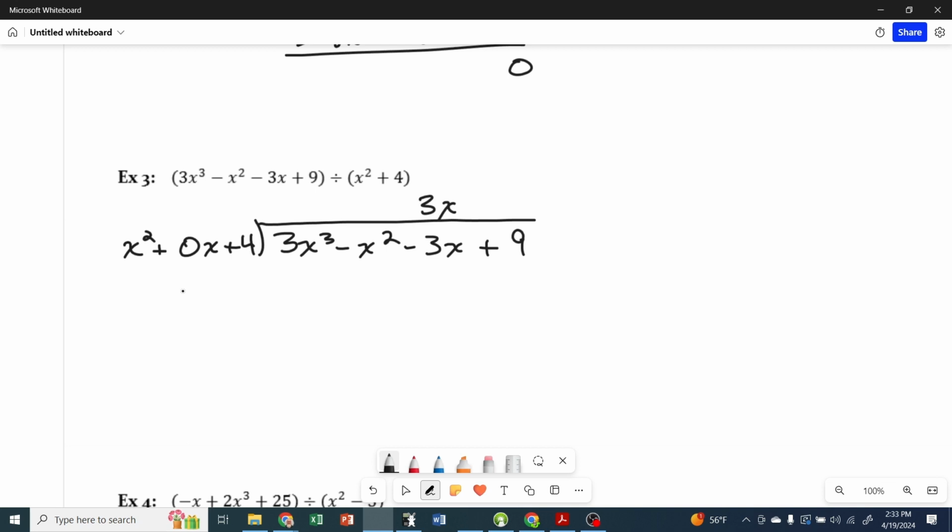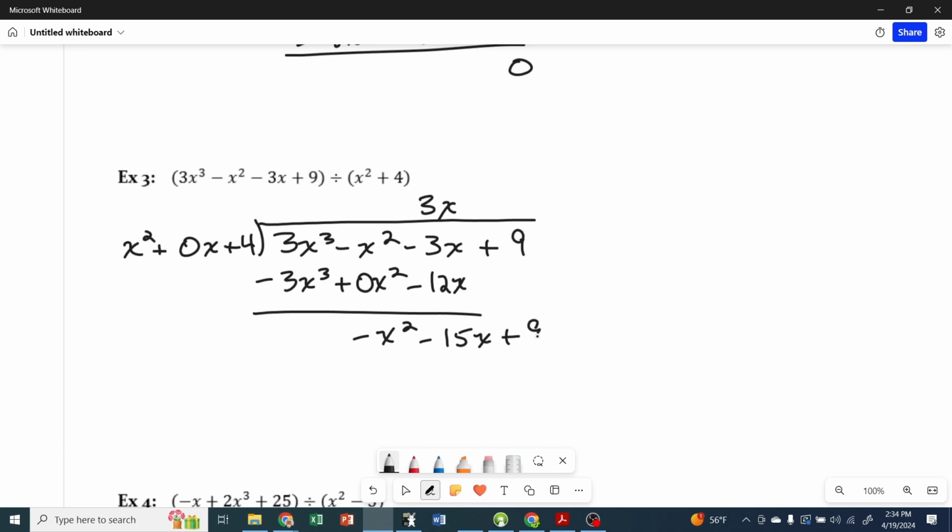Okay? So 3x times x squared is 3x cubed. Change the sign. 3x times 0x is just 0x squared. 3x times 4 is 12x, but we change the sign to minus 12x. So now we add down. 3x cubed minus 3x cubed is 0. Negative x squared plus 0x squared is negative x squared. Minus 3x minus 12x is minus 15x, and now plus 9.